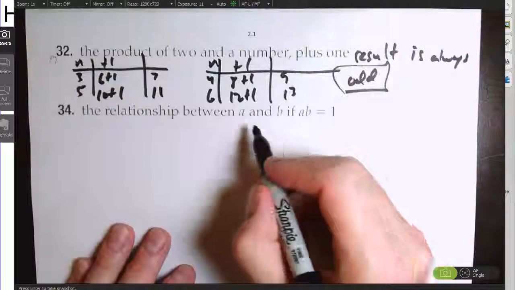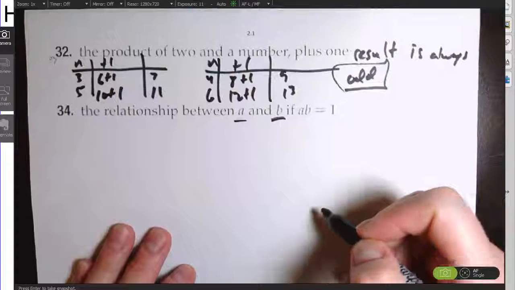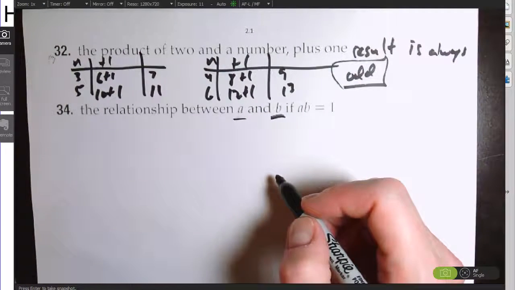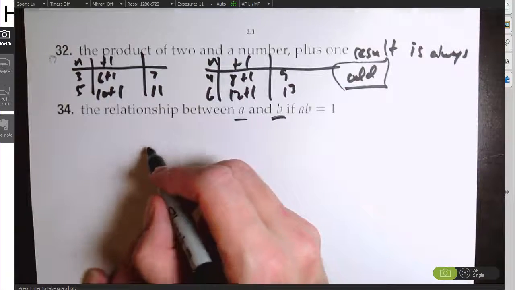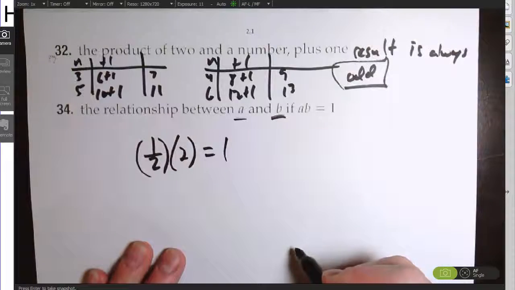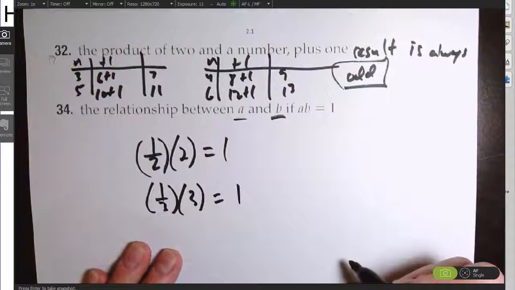34. We've got two numbers A and B. When we multiply them together, we always get 1. The question is, what does the relationship have to be? Well, the first thing to think of is, what are some numbers that multiply together to give you 1? And probably the easiest one to think of is 1/2 and 2. They have a product of 1. Maybe 1/3 and 3 then would jump out of your mind next. 1/3 and 3 have a product of 1.